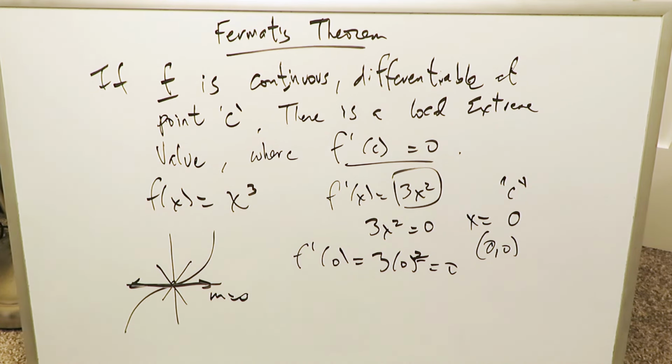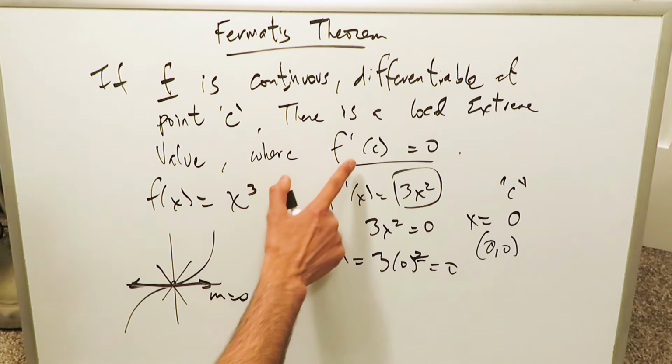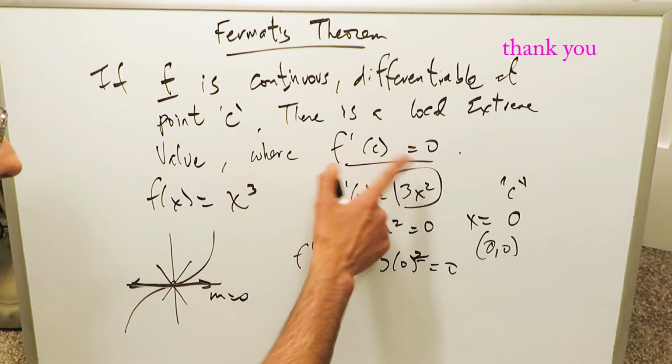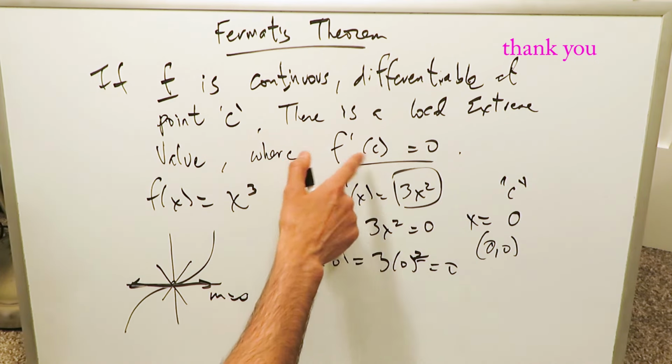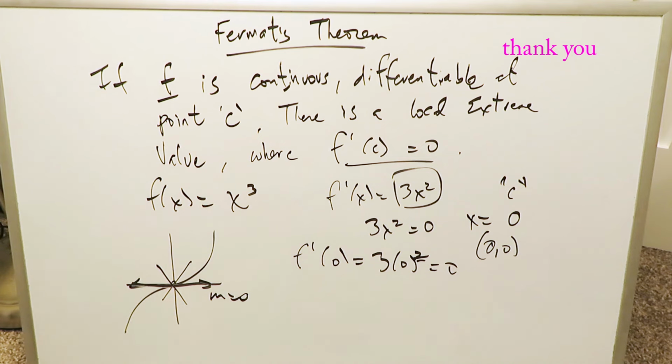So when you're looking at Fermat's theorem, it is at best a generalization. If you have a local extreme value, you can see a situation such as this, a horizontal tangent line. If you have a horizontal tangent line at a critical point, you are likely to see a local extreme value, but not necessarily, as was the case here.